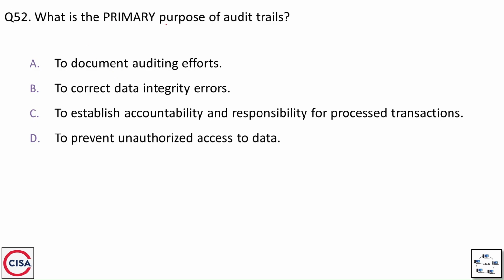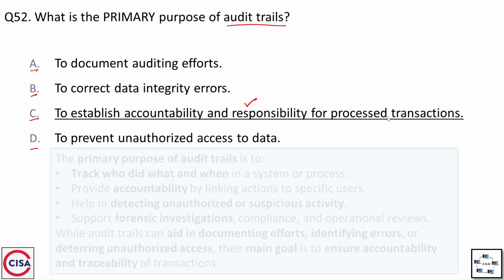Question number 52. What is the primary purpose of audit trails? The options are option A to document auditing efforts, option B to correct data integrity errors, option C to establish accountability and responsibility for process transactions, and option D to prevent unauthorized access to data. And the correct option is option C to establish accountability and responsibility for process transactions.